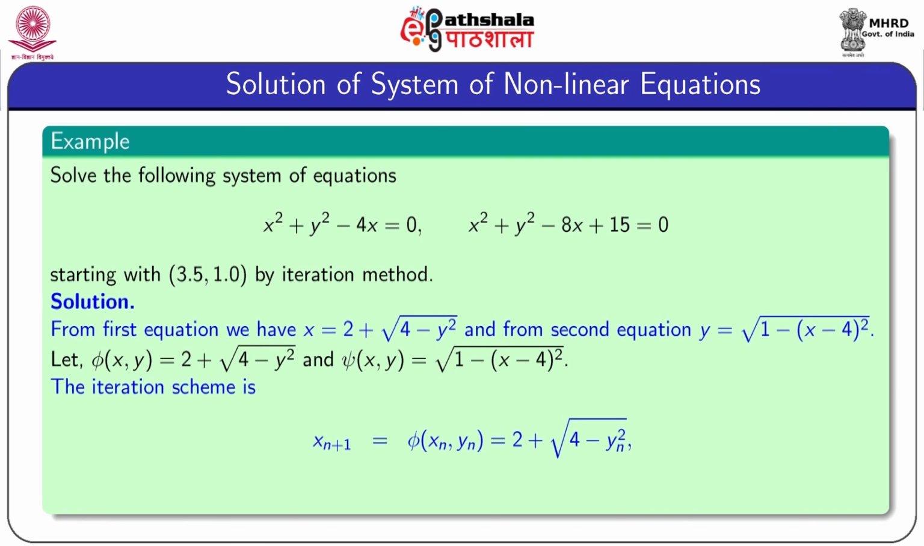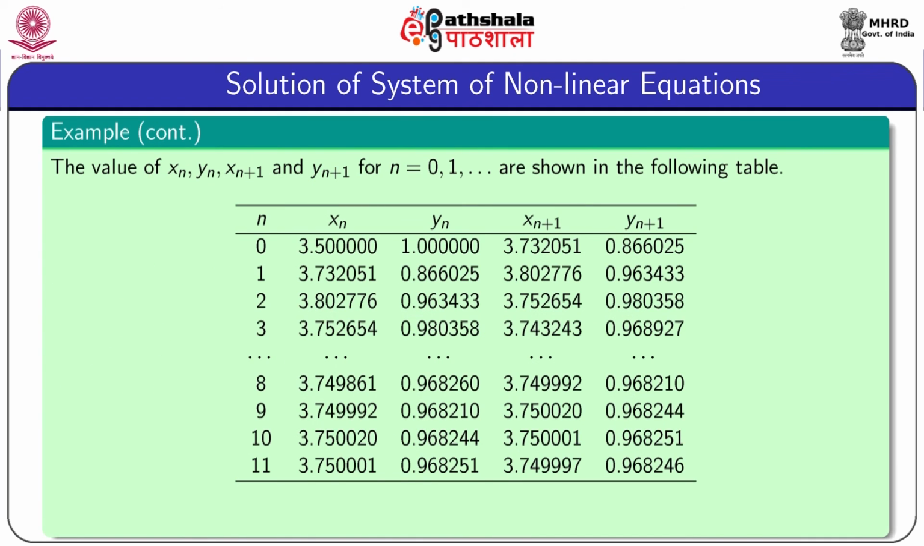The iteration scheme is xn plus 1 equal to phi of xn, yn equal to 2 plus root over 4 minus yn power 2, and the iteration scheme for y is yn plus 1 equal to psi of xn, yn equal to square root of 1 minus (xn minus 4) power 2. So, these are the iteration formulas to find the values of x and y. All the values of xn, yn, xn plus 1 and yn plus 1 for n equal to 0, 1 up to 11 are calculated in the following table.